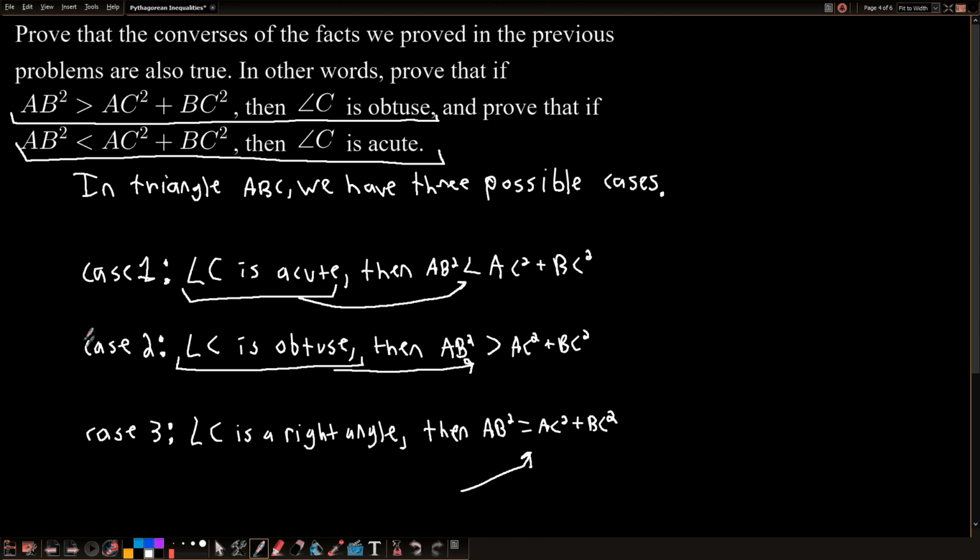So since there are no other possible situations that could occur, this proves to us that these statements can only be true in one case. This statement is only true if angle C is obtuse. It is not true if it's acute or a right angle. And this statement is true only if angle C is acute. So again, proof by cases gives us a relatively simple way to demonstrate the possibilities of a situation.